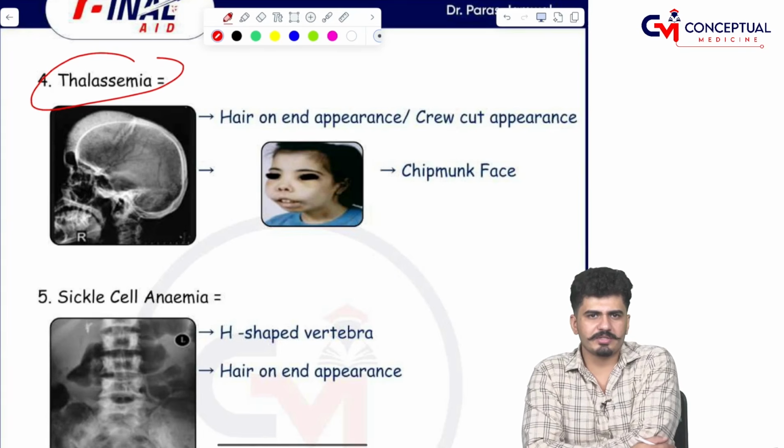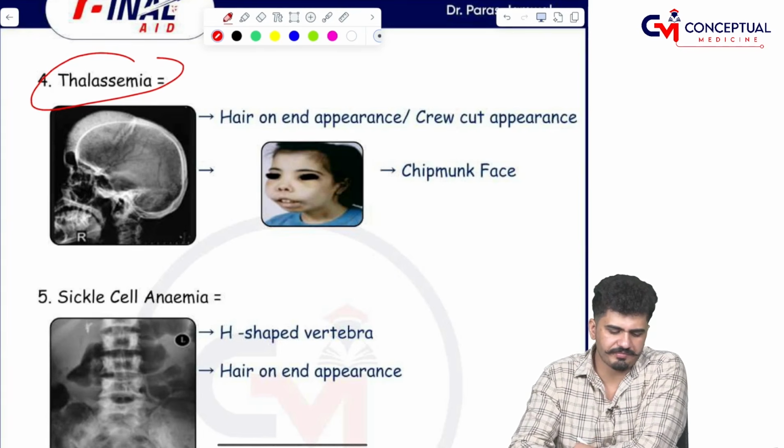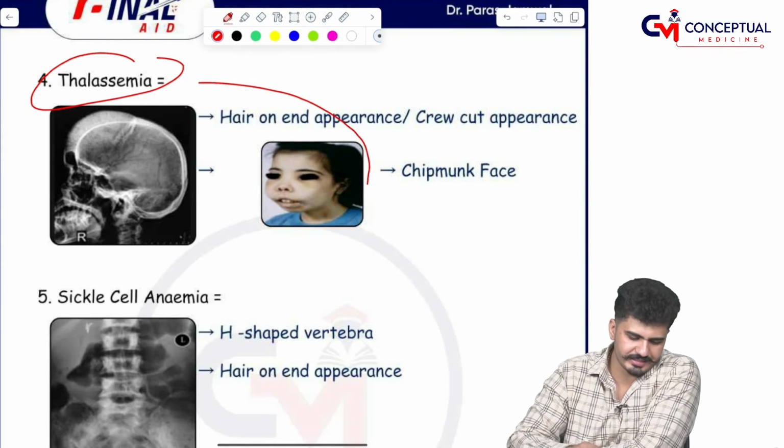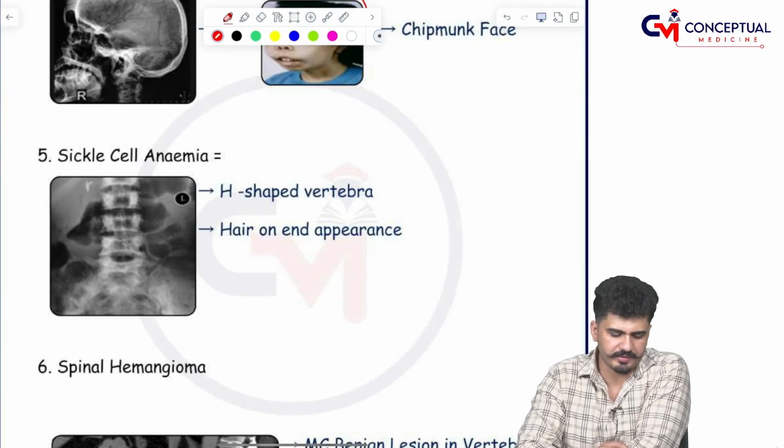Thalassemia we were talking about. This chipmunk face is exclusively for thalassemia. The Mentzer index was more than 13, sir. We talked about this yesterday only, sir, in the pathology session.